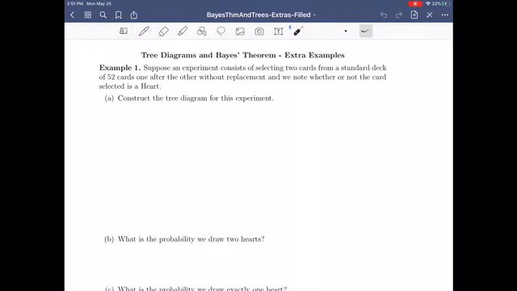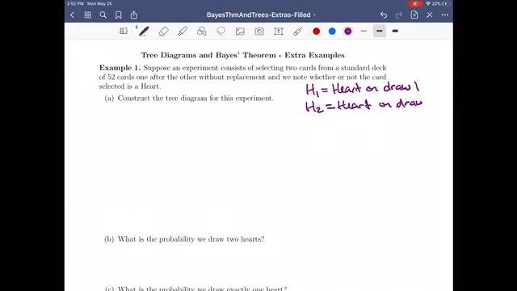In this first example, we have an experiment that consists of selecting two cards from a standard deck, one after the other without replacement. Each time we select a card, we note whether or not the card is a heart. So we only care about hearts. Let H1 be the event that we get a heart on draw one, the first pick, and H2 a heart on the second pick, because we're doing one after the other without replacement.